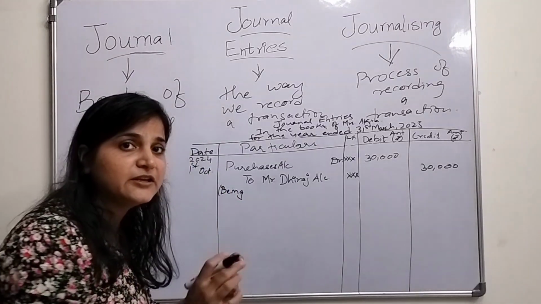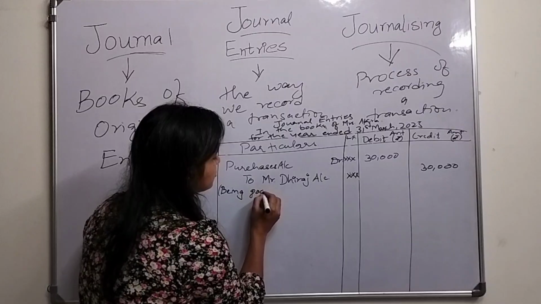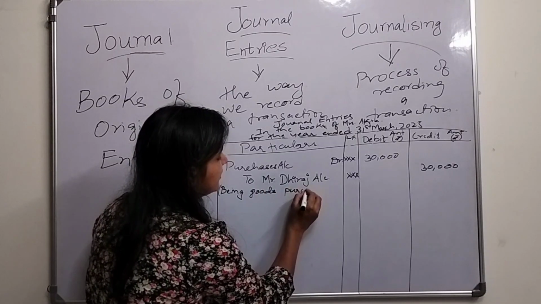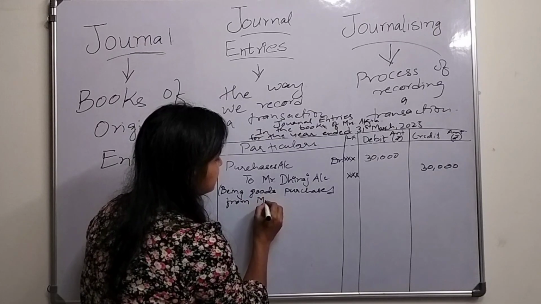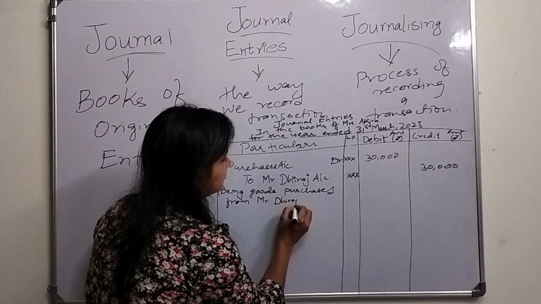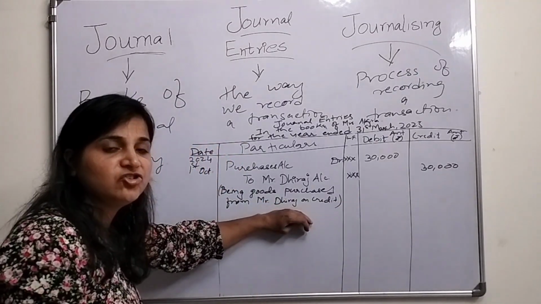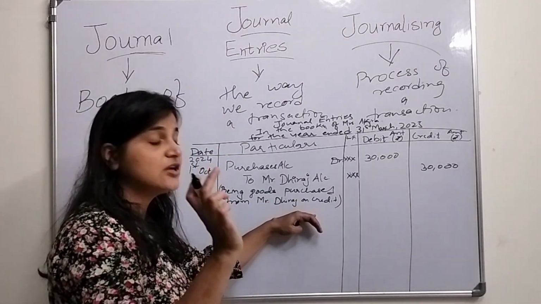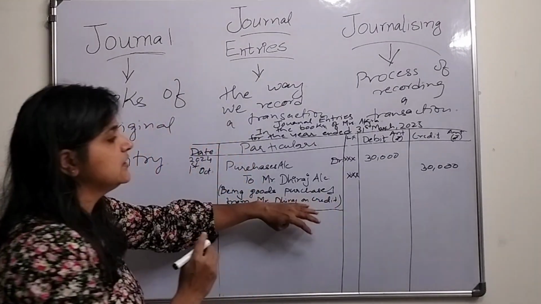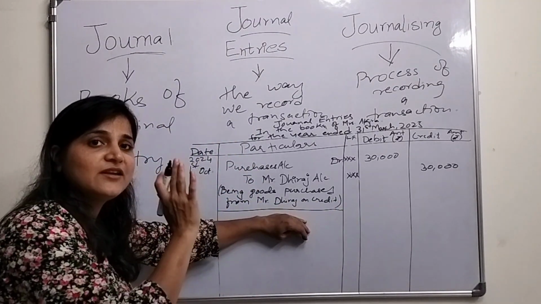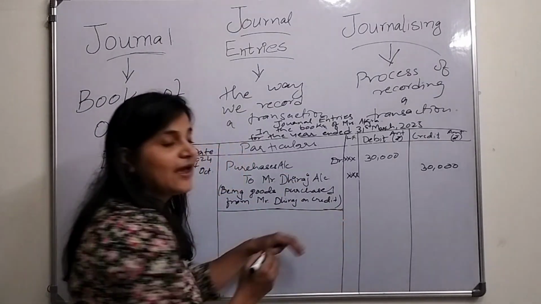Narration is the explanation, like what transaction occurred. So being goods purchased from Mr. Dheeraj on credit. This is the explanation that I am giving, what transaction occurred. And then I will make a line over here. This means that the transaction has ended. This particular transaction has ended, and that's why we have to make a line.